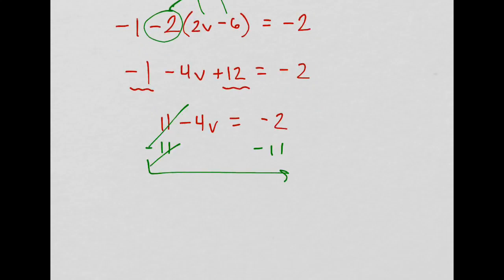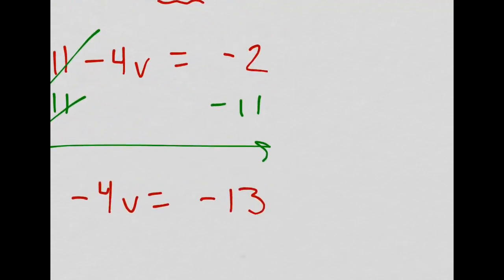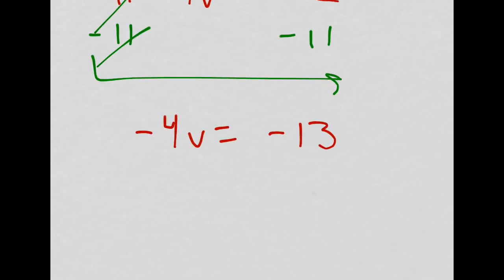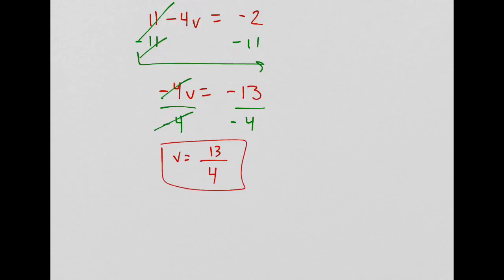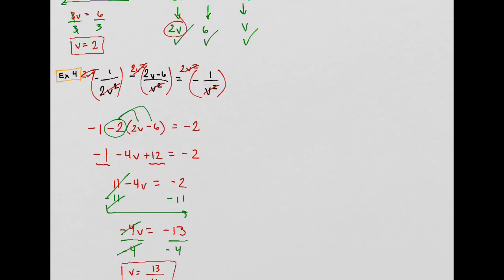Careful about the negative. I still have negative 4v, and that's equal to negative 13. They're both negatives. And I divide by negative 4, because I want the v all by itself. So v equals, a negative divided by a negative is a positive, 13 over 4. That's it. I think we could be done now.